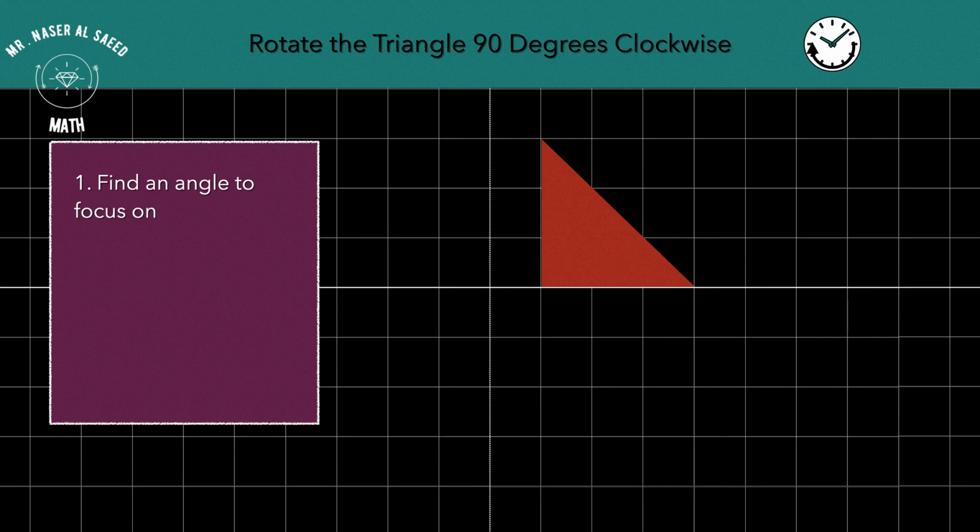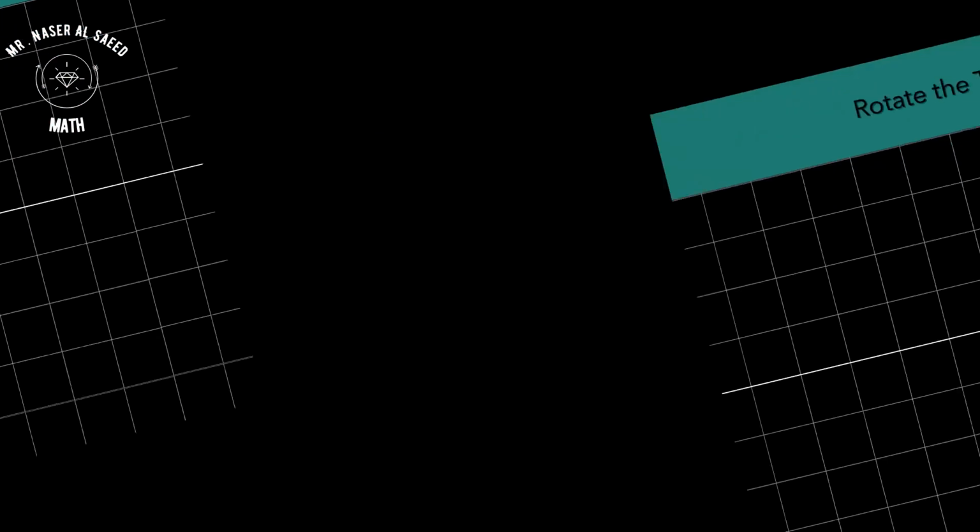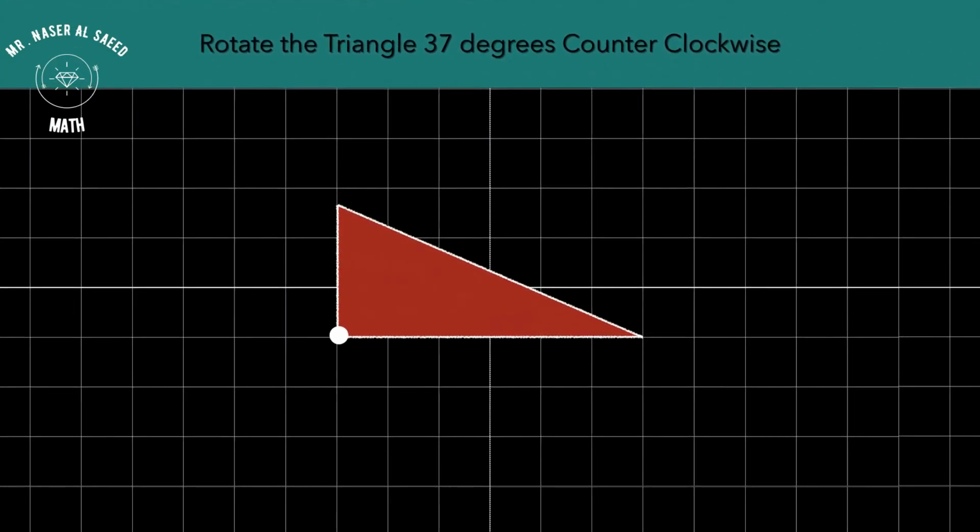Step 2 is you're going to ask if it's clockwise or counterclockwise. In this case, it's clockwise. And then the final step is you are going to rotate it the number of degrees in that direction. So this triangle will rotate 90 degrees clockwise. So we are going to move that 90 degrees in that direction.